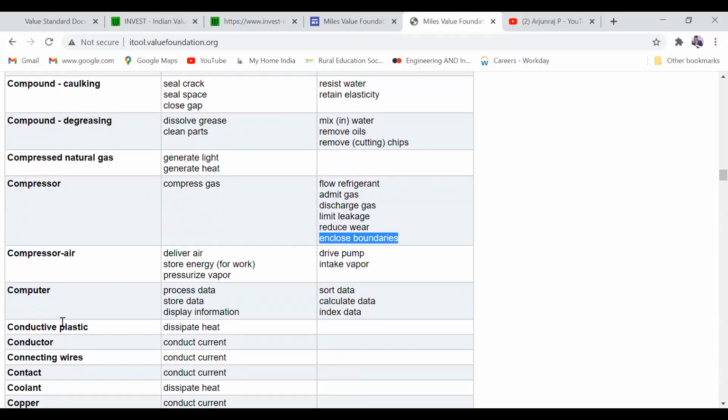And see the computer. Why do you need to have a computer? To process data, to store data, to display information. All these functions have one verb and one noun.